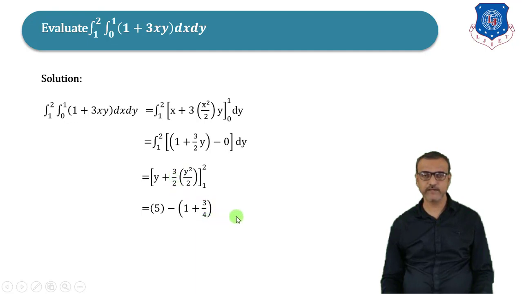Now we will simplify this result. This is 4 into 1, 4, 4 plus 3, that is 7 by 4. Now subtracting 7 by 4 from 5, the result is 13 by 4. So this is the answer of this double integration. Here first we have integrated with respect to x, then with respect to y. If you first integrate with respect to y, then with respect to x, you will get the same answer, because both the limits, 1 to 2 and 0 to 1, are constant.